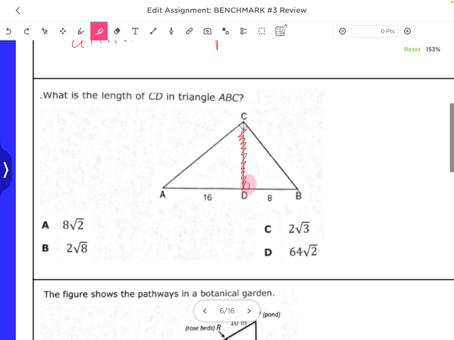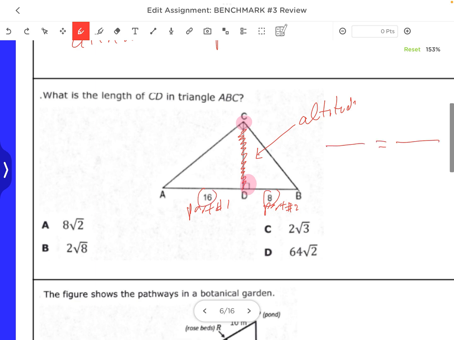If this is a 90-degree angle and that's the vertex, then that's the altitude. Right, and we're going to say this is part number 1 and this is part number 2. So let's just set it up. We said the altitude goes one on the top, one on the bottom. So if that's what we're trying to find, that's x, right? And then the part goes on one and the other part goes on the other.